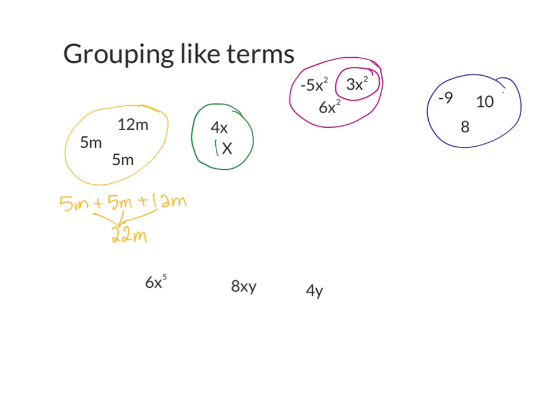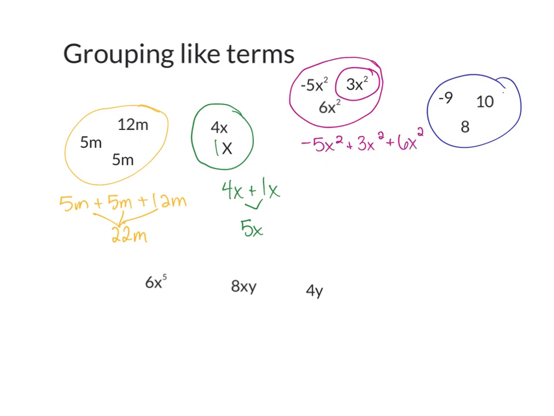On the x's here, I've got 4x plus 1x, or just x. That's going to give me 5x. Over with the x squareds, I'll just write them out. So -5x squared plus 3x squared plus 6x squared. Now, something to note on here is that it's only the x being squared. Think of this as just like a box. This is a box, this is a box, this is a box.